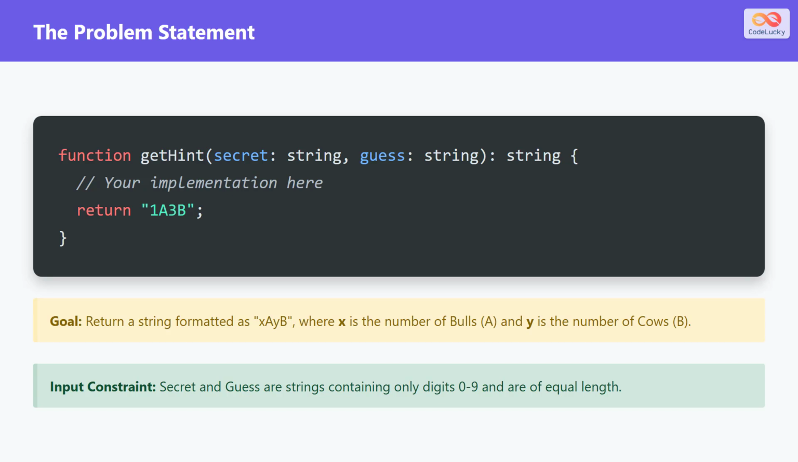Our coding task is to write a function that takes two strings, the secret and the guess. It should return the hint formatted as XAYB, where X is the count of bulls and Y is the count of cows. Note that inputs contain only digits.